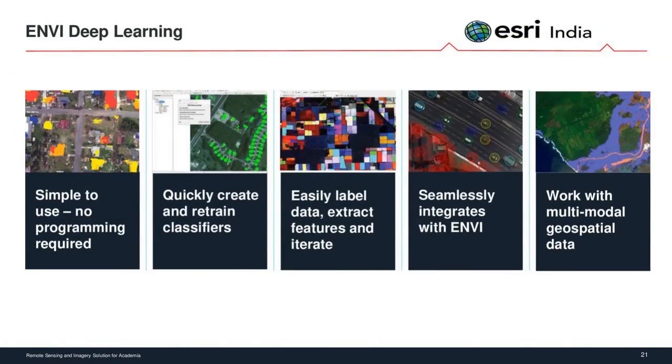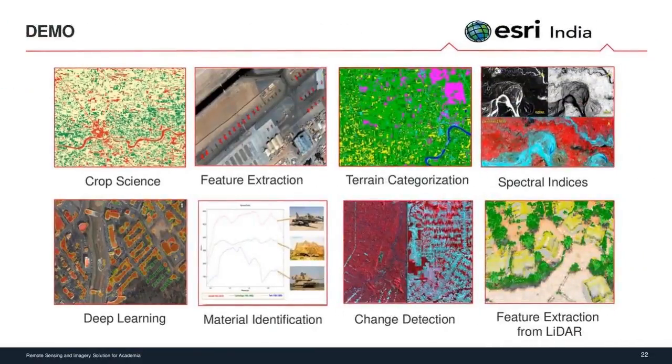You can easily label data, extract features, and iterate, and seamlessly integrate with Envi as well as with ArcGIS Pro, and work with multi-modal geospatial data. You can work with microwave data, multispectral data, and even GIS vector data. We have tested it with vector data also. You can analyze vector data to extract features such as lines and polygons. You can do that with Envi deep learning. It's an extensively made module which you can take advantage of.